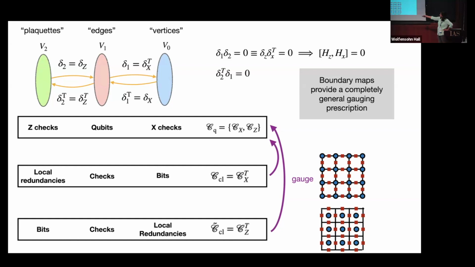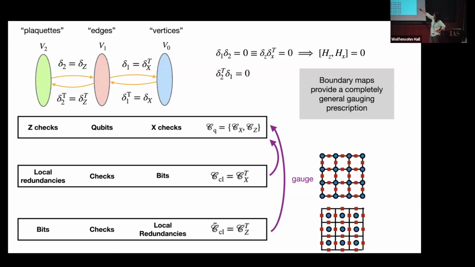But then, as we were saying, you can also put on the same chain complex this classical code, which has bits and checks and local redundancies. And this classical code is actually exactly CX transpose. We saw this for the Ising model. When I took the 2D Ising model and I looked at its transpose code, I got the X terms of the toric code. And now this chain complex, you can not only go in one direction, but you can also go in the opposite direction.